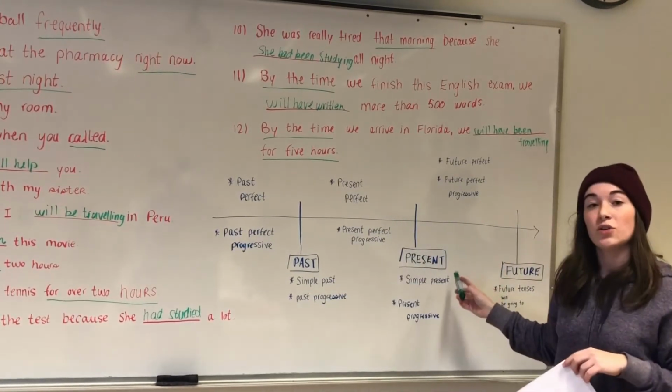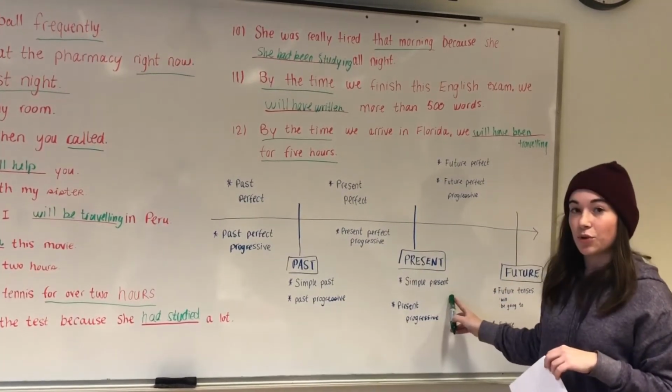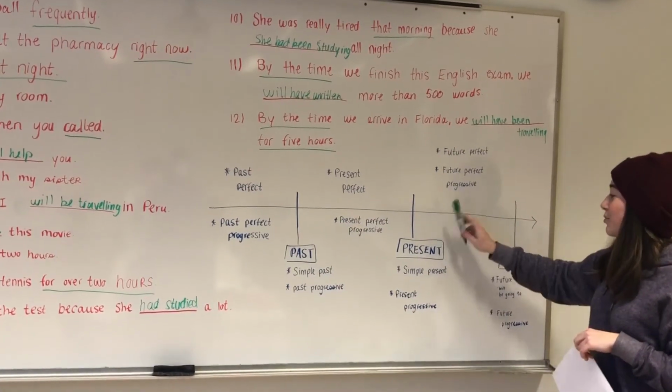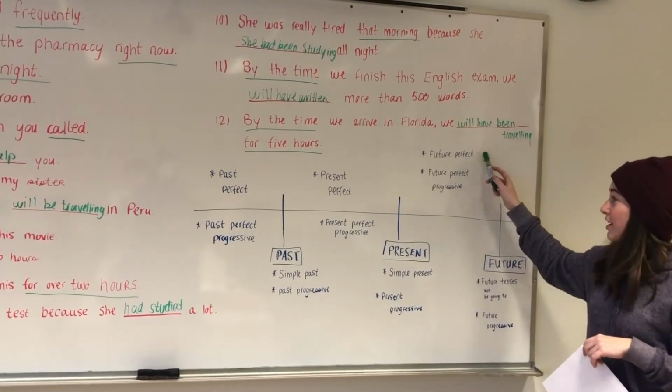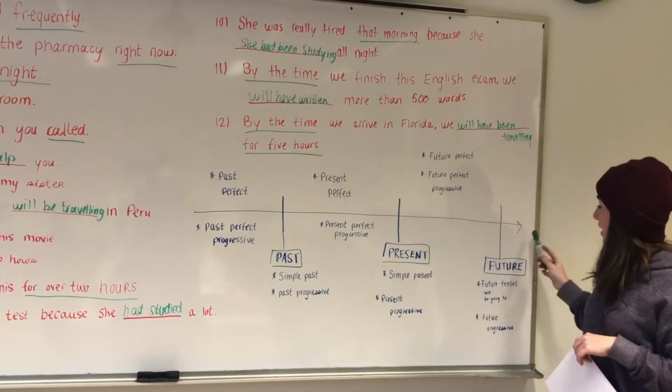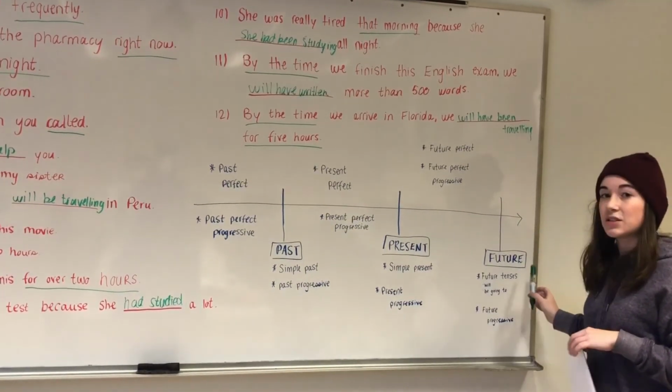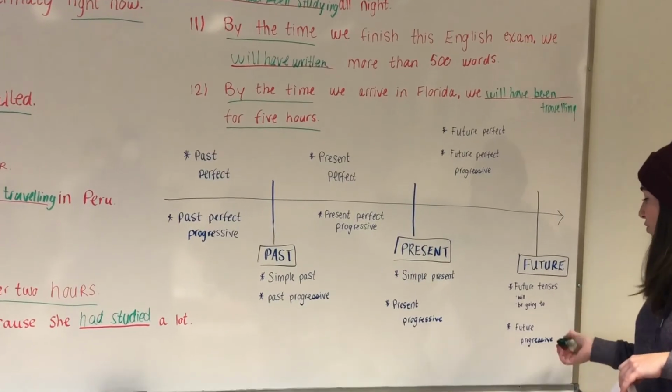During the present, you have the simple present and the present progressive. Between the present and the future, you have the future perfect and the future perfect progressive. And during the future, you have the future tenses with will and be going to, and the future progressive.